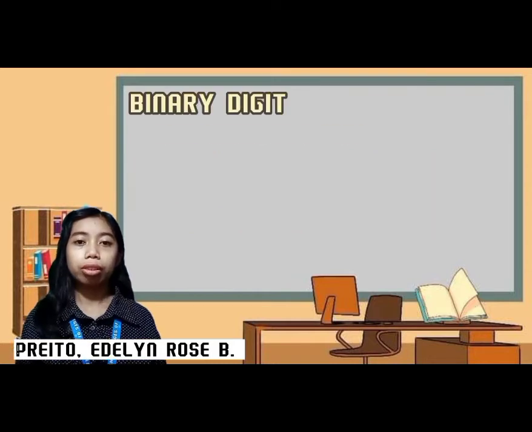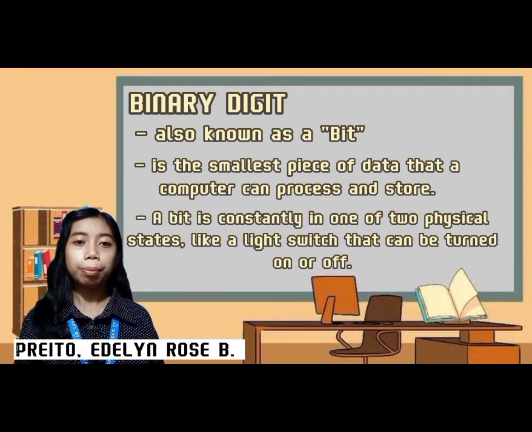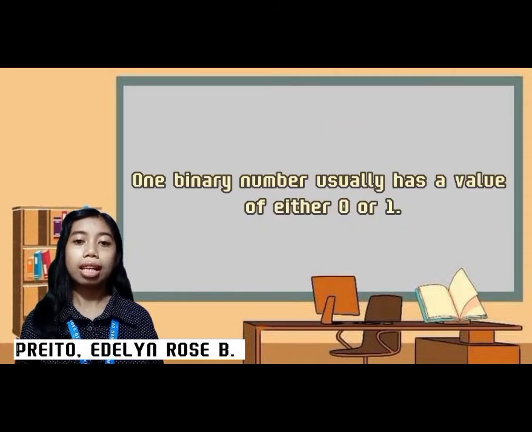A binary digit, also known as a bit, is the smallest piece of data that a computer can process and store. A bit is constantly in one of 2 physical states, like a light switch that can be turned on or off. One binary number usually has a value of either 0 or 1.